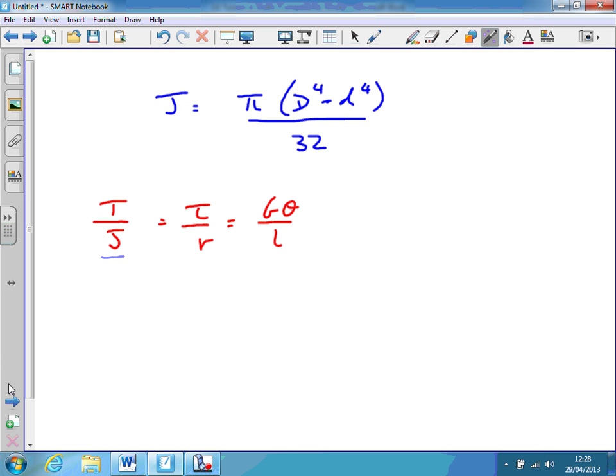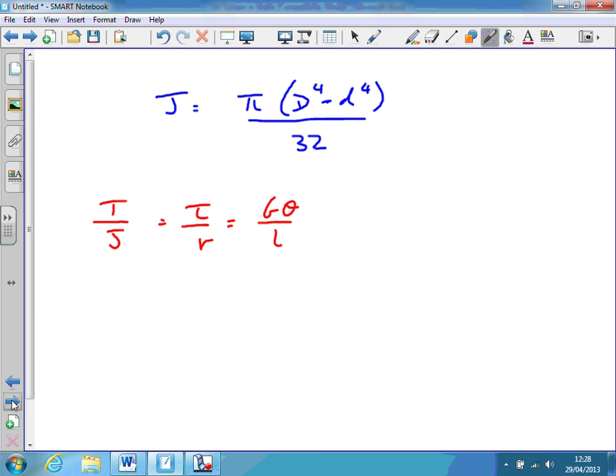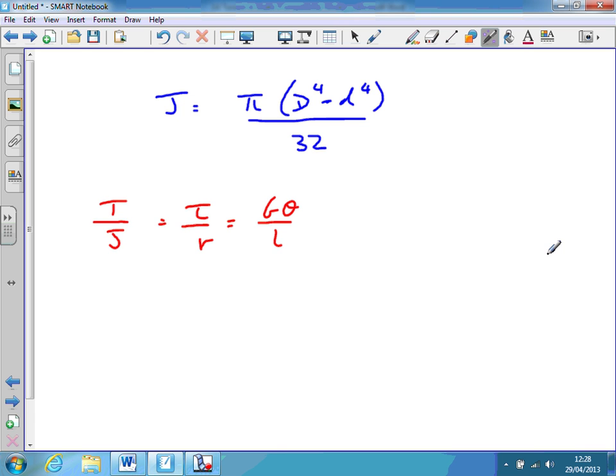Well, if we look back at what we know, we're given quite a lot of information here. We know G, we know tau, we know T. So we can look at the torsion equation and decide which ones are going to be useful here. So we know tau, we know little r, or it's half of the diameter, which we know, and we know T. So this is the ratio we're interested in. We know G, but at this stage we're not interested in knowing G, so we're not going to use that ratio. And we want to use this ratio to find J.